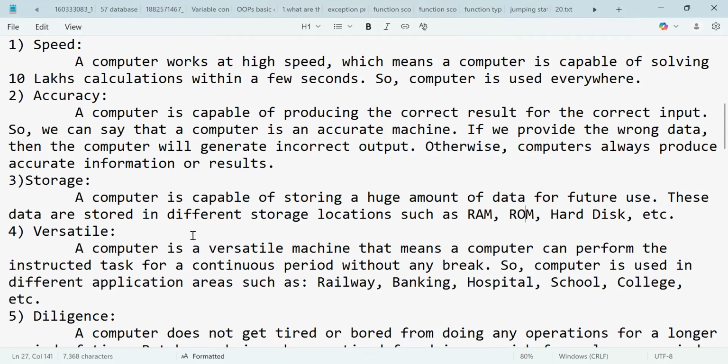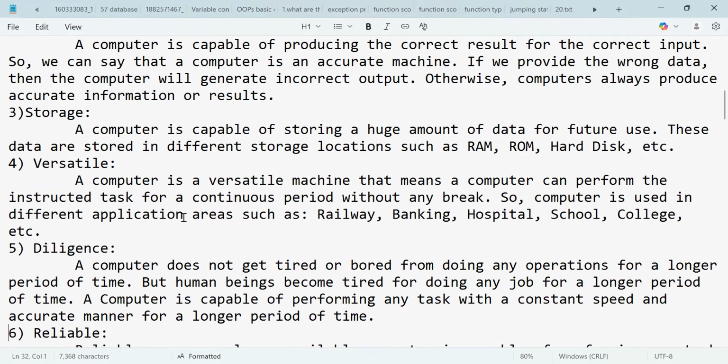And computer is a versatile machine. That means a computer can perform any task you give it, for a continuous period without any break. A human being will get tired, but a computer never becomes tired. So computer is used in different application areas, for example railway, banking, hospital, school, college, and every office. So it is a versatile machine.